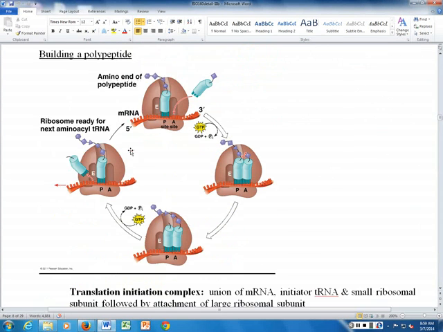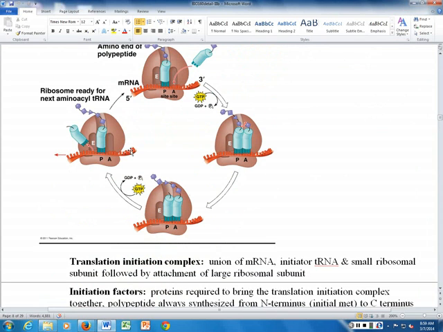So this picture is just showing them moving down the line. Here you bring one in to the A site. You attach the amino acid to the rest of them that are in the growing polypeptide site. And then it's going to move into the E site and exit out the back.